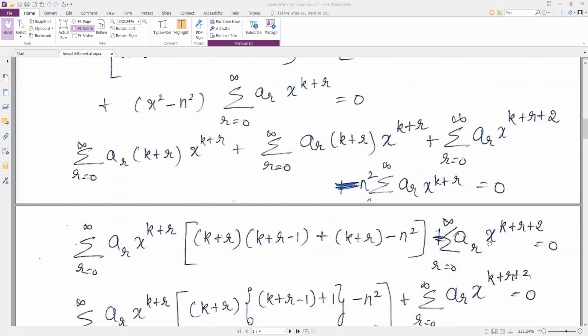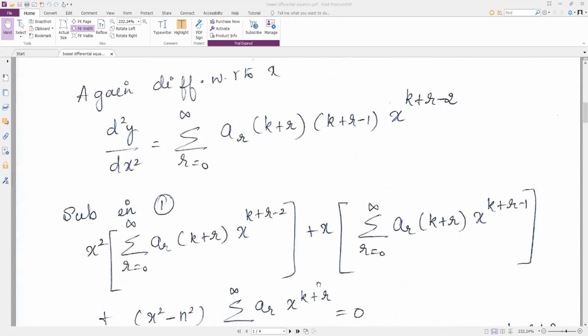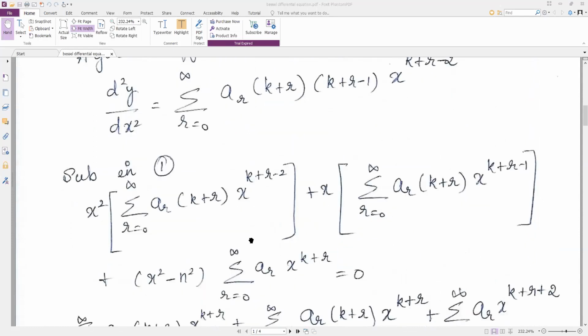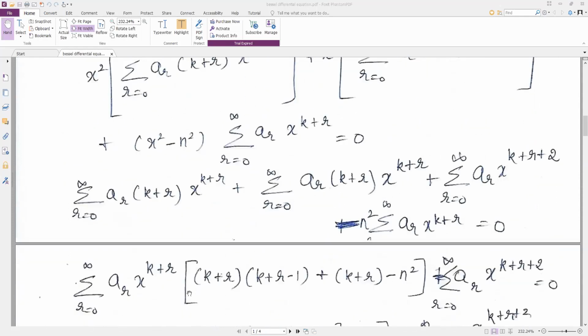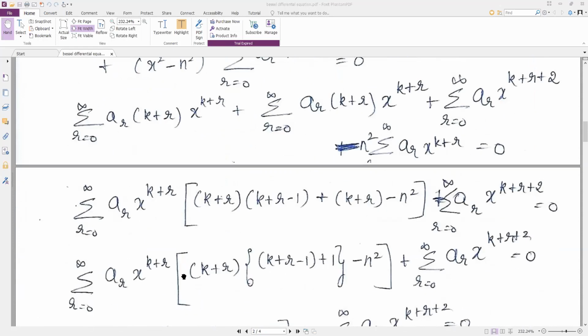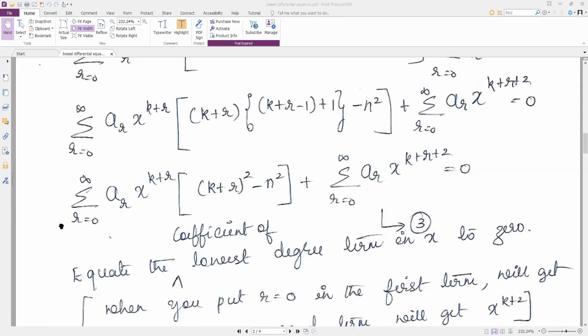Now let me simplify. Take out k plus r. So what are you left with? k plus r minus 1 plus 1 minus n square. Minus 1 plus 1 cancels. Here I have not written k plus r, where this term is missing here. Please write down here k plus r minus 1. Okay, k plus r minus 1, write down. That time you will get this term. So k plus r you take out, k plus r minus 1 plus 1 minus n square. So when you simplify this, you will get k plus r into k plus r, that is k plus r whole square minus n square. Now we got this expression.